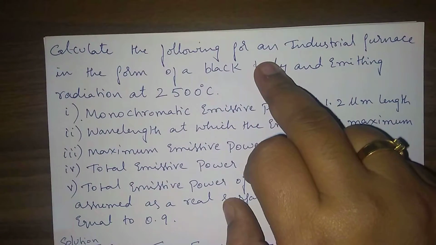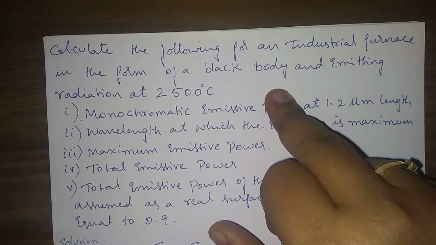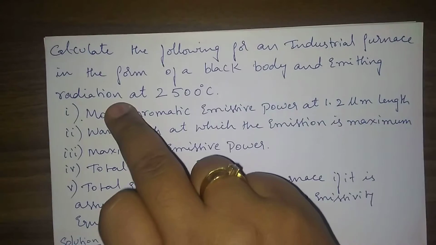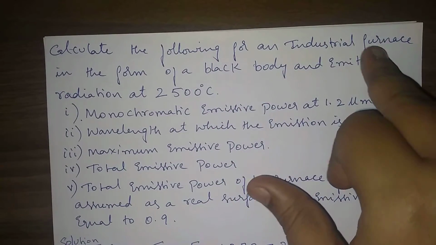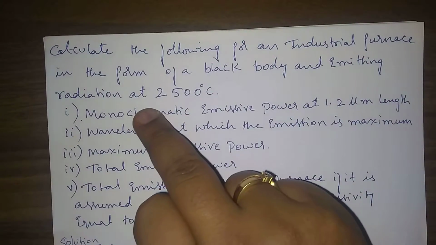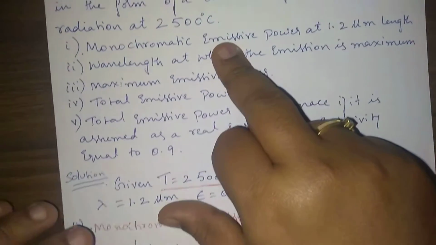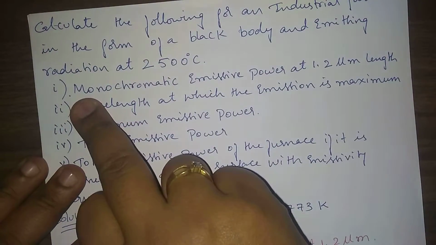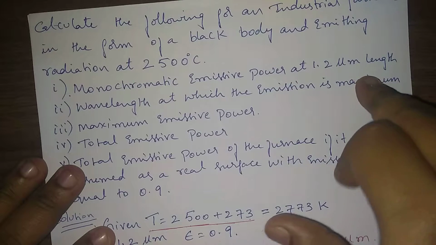Calculate the following for an industrial furnace in the form of black body and emitting radiation at 2500 degrees centigrade. So consider the industrial furnace as a black body which is emitting radiation at 2500 degrees centigrade. So what are the things that we are supposed to find out? First one, monochromatic emissive power at 1.2 micrometer wavelength.